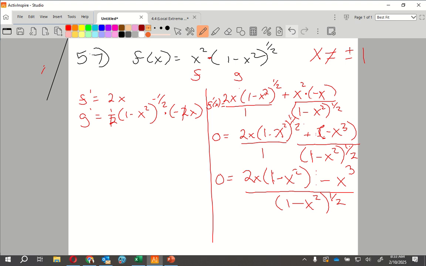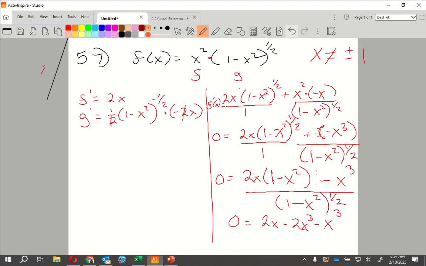So now I'm going to multiply both sides by the common denominator. And what's going to happen to that denominator there? Clears out, right? So I get 0 equals, I can distribute this, 2x minus 2x cubed minus x cubed. Are we okay still?